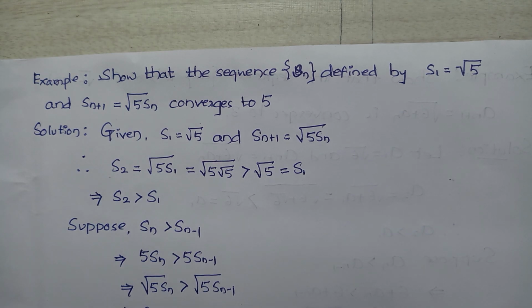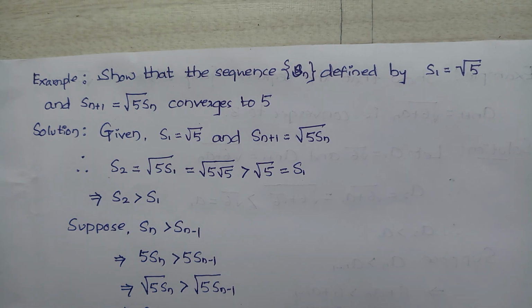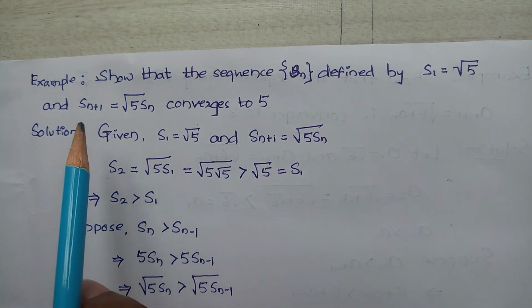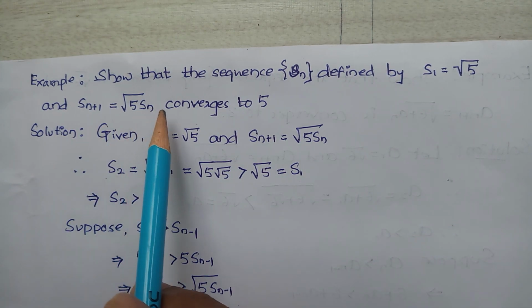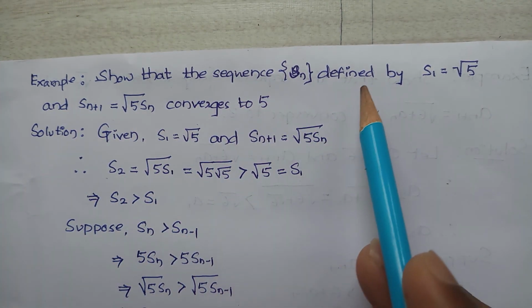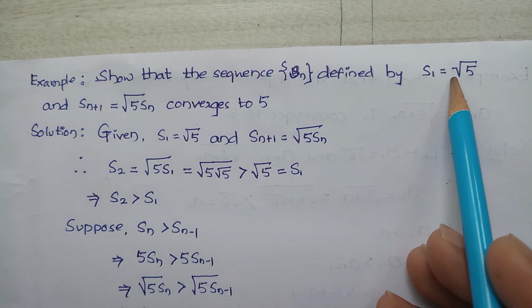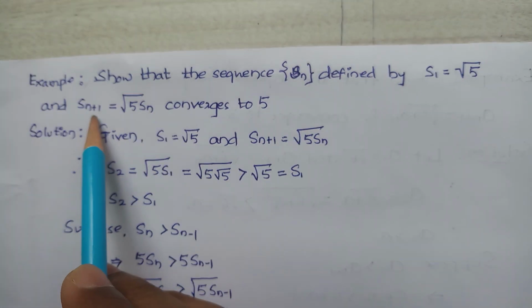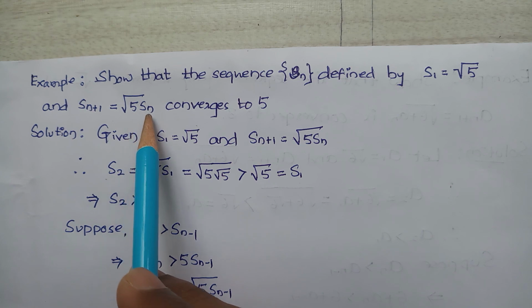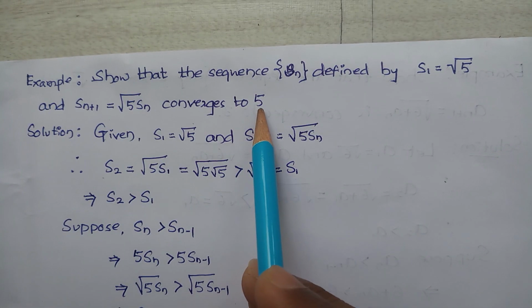Hi, good morning everyone. Let me discuss some more examples based on bounded sequence, monotonic sequence and convergent sequence. Example: show that the sequence Sn defined by S1 equal to root phi and Sn plus 1 equal to root of phi Sn converges to phi.